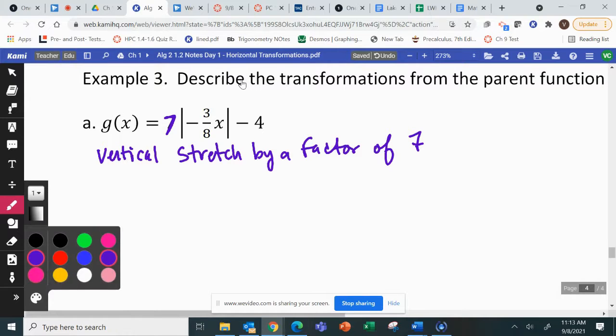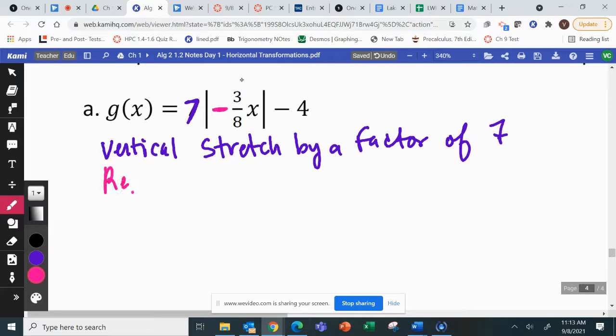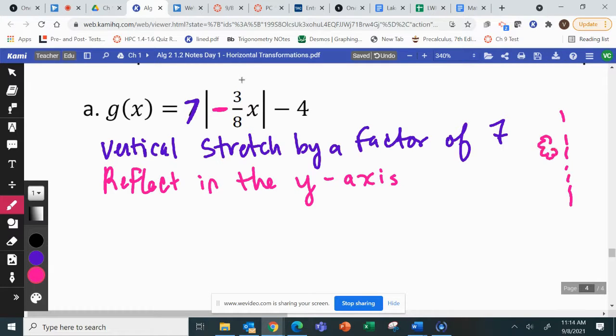So that's in purple. In pink, I have a negative sign. So that's going to be a reflect in the, so this is on the inside. It's going to be the y-axis because that's reflecting left or right, which goes over the y-axis. If I have a y-axis, I would reflect my little cute little cloud thing, whatever this is, left or right.